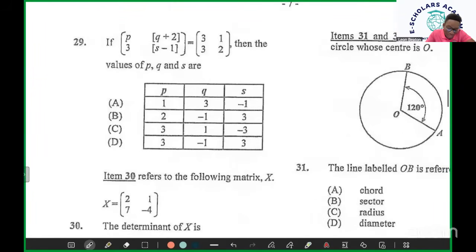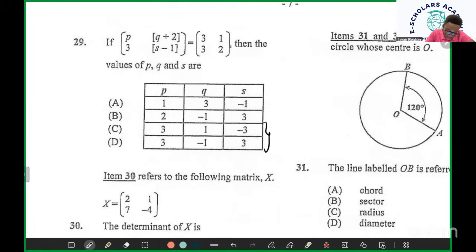So we're dealing with equal matrices here. We've got P, 3, Q plus 2, S minus 1 equal to this. They want the values of P, Q, and S. So let's see. We already see P is equal to 3. All right? P is equal to 3. So the possible answers would be these two here.